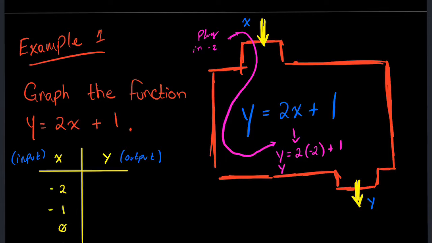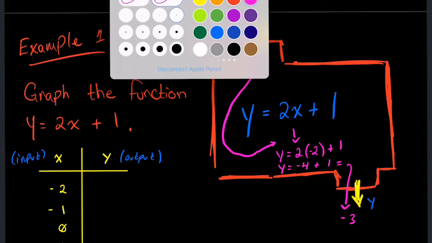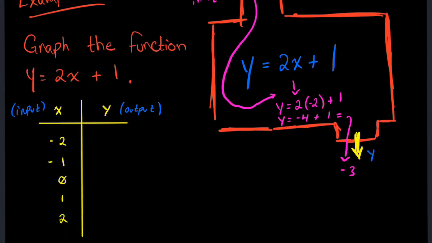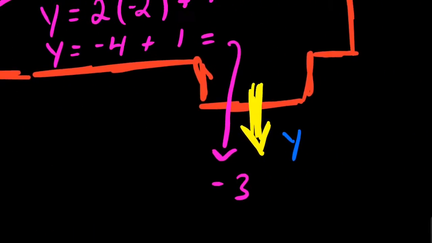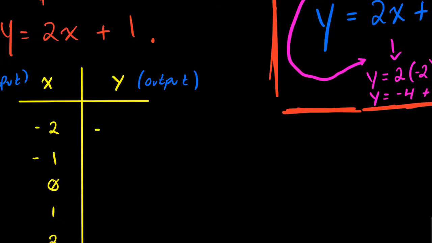So what we have here is y equals, well, what's 2 times negative 2? That's negative 4. Negative 4 plus 1. What's negative 4 plus 1? That's going to be our output. So negative 4 plus 1 is negative 3, right? And that's what our y is. So if we plug in a negative 2 right here, we get out a negative 3. So let's write that in.